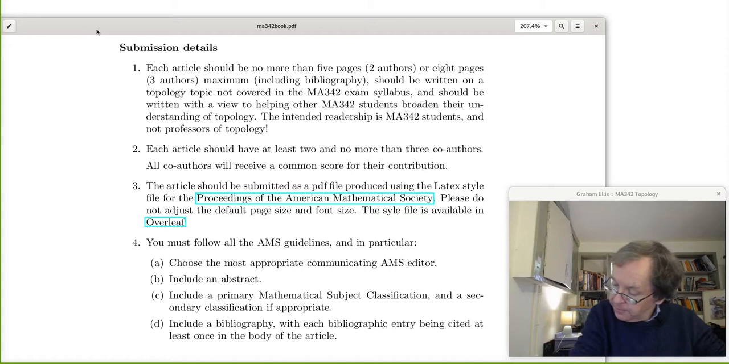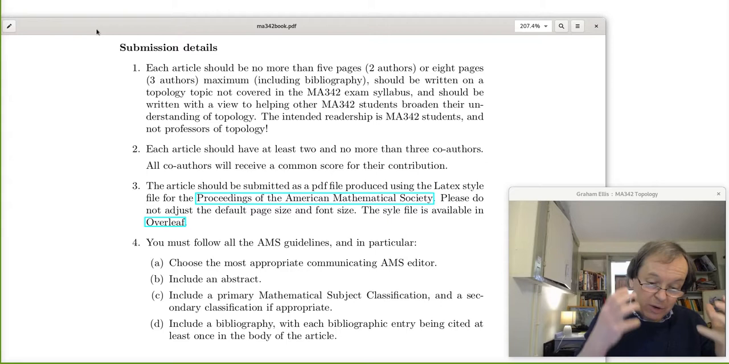And not only has it got to be in LaTeX, but I want you to get a feel for what it's like being a mathematician. As a mathematician, when you have your idea and you write it up, you then submit it to a journal, and a journal has constraints regarding the presentation of your article.